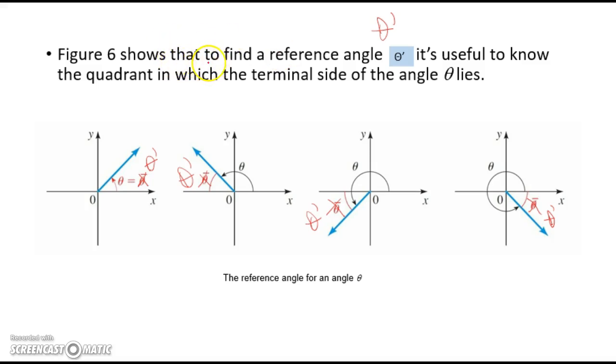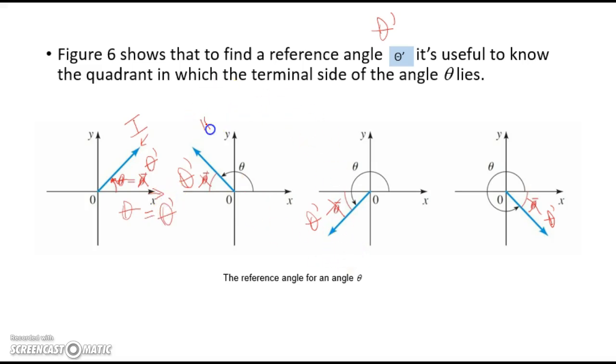So to find a reference angle, theta prime, it's useful to know the quadrant in which the terminal side of the angle theta lies. Here's one for quadrant 1. And so if this is theta, then the measure between the terminal side of angle theta and the positive x-axis is theta prime. It's our reference angle. So it turns out in quadrant 1, theta will always equal theta prime.